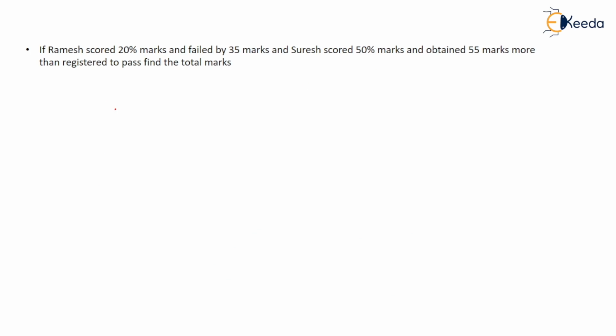Ramesh got 20% marks and failed by 35 marks. 20% Ramesh got, and he failed by how many marks? 35 marks. So this is somewhere he can pass. And Suresh scored 50% marks. So Suresh is somewhere here, 50% marks, and obtained 55 marks more than the passing marks. So 55 more. Find out the total marks required to pass the examination.